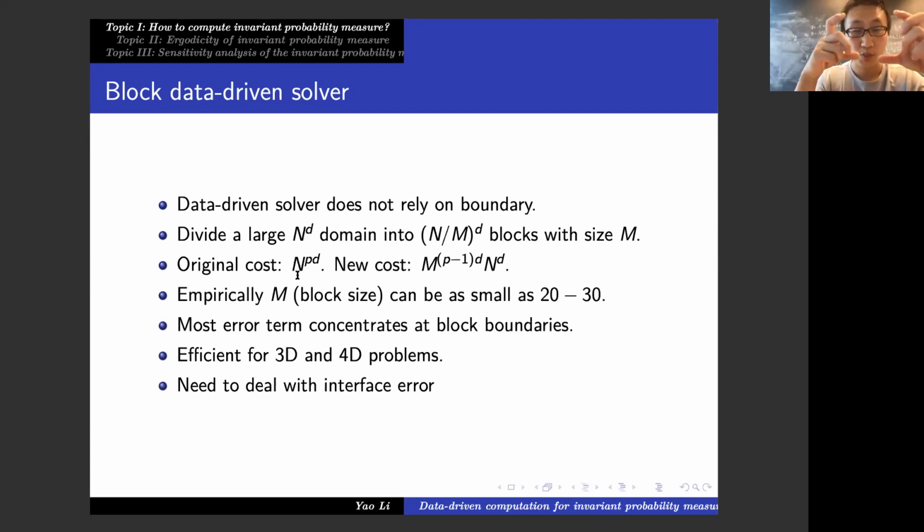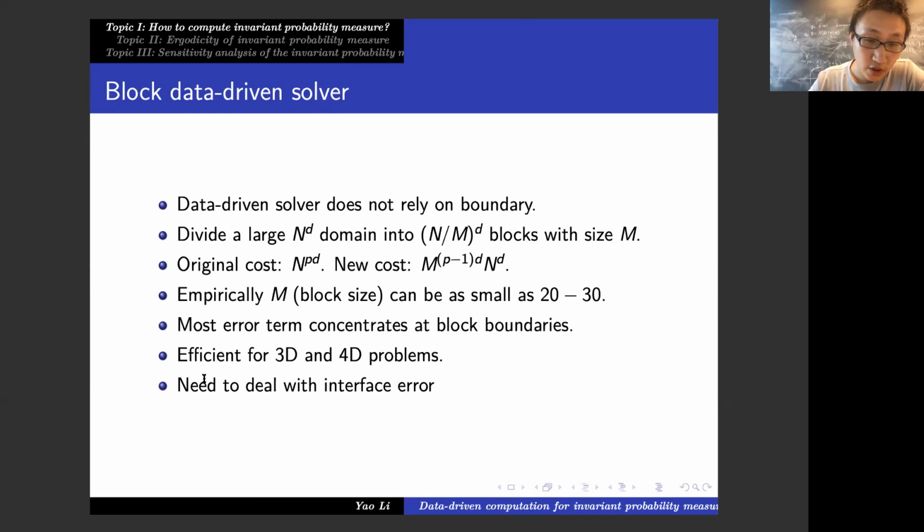So how big could a block be? The size of one side of this block could be anywhere between 20 and 30. That's the optimal size we found. Then most of your error is concentrated on the boundaries, and let's deal with the interface error later on. It works pretty well for 3D and 4D problems, but in higher dimensions it's basically not possible to discretize the space, and it's a different story.